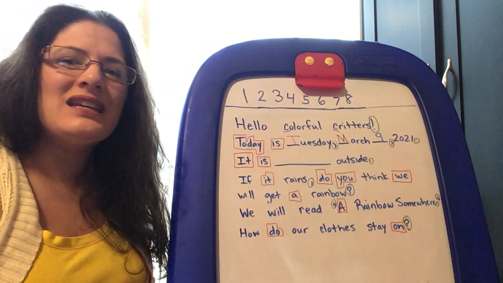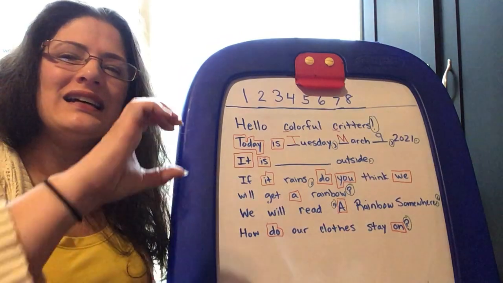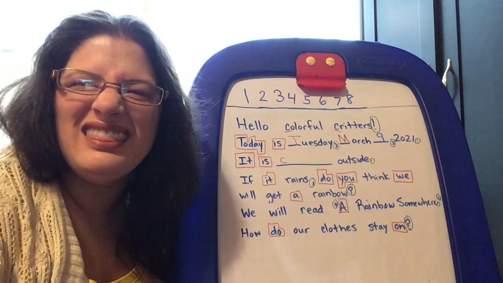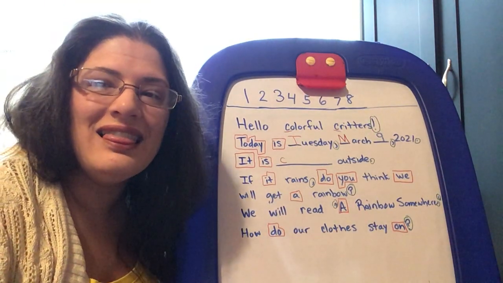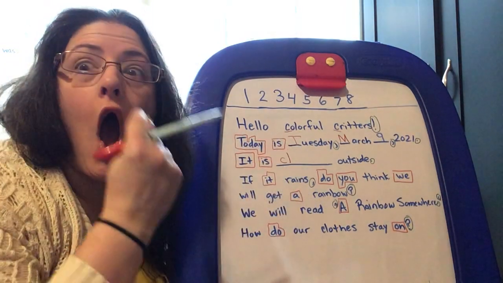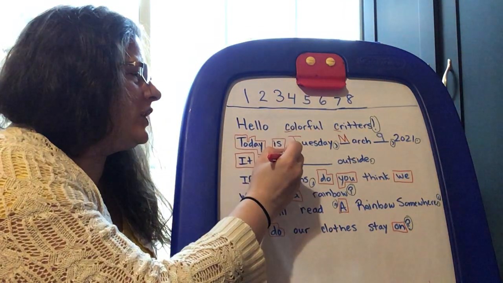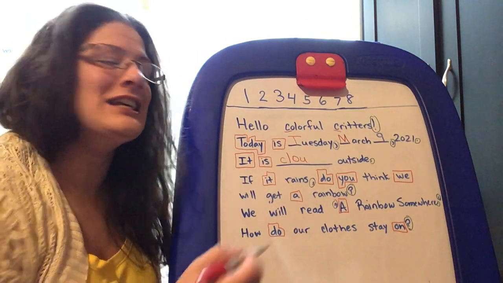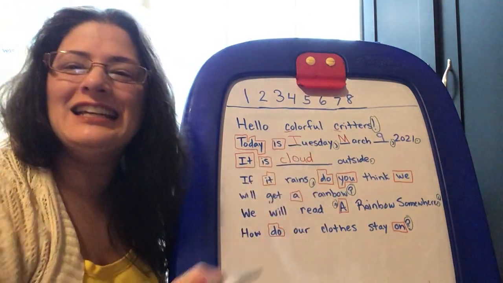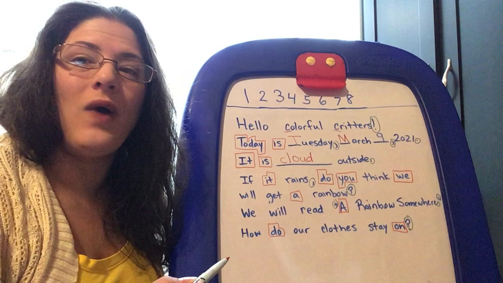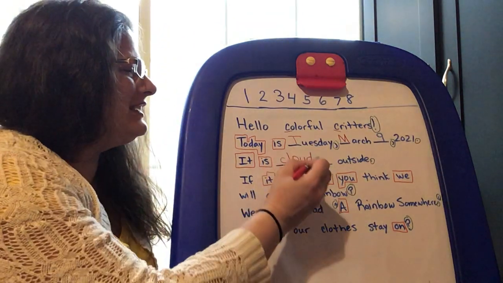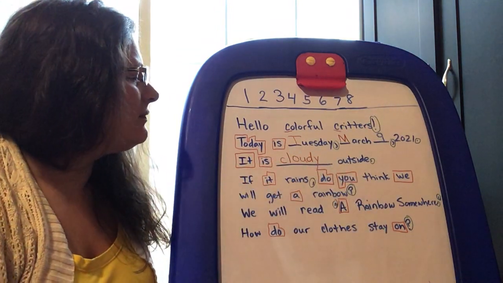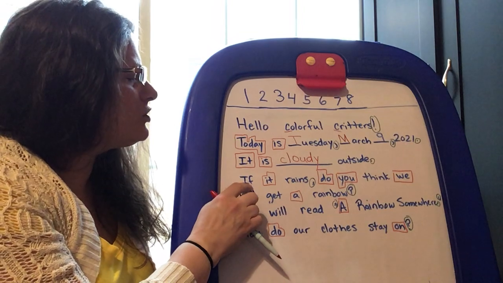How do we spell clouds? C. L. Ow. That's O and U together. It goes ow. D, d, d. Y, y, y. Like Y-E-S is yes. Y is the Y sound. It is cloudy outside. Here's another small word.